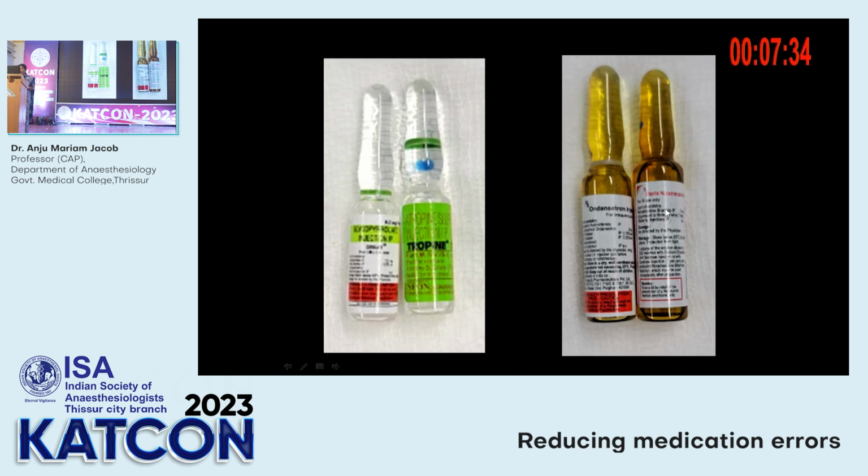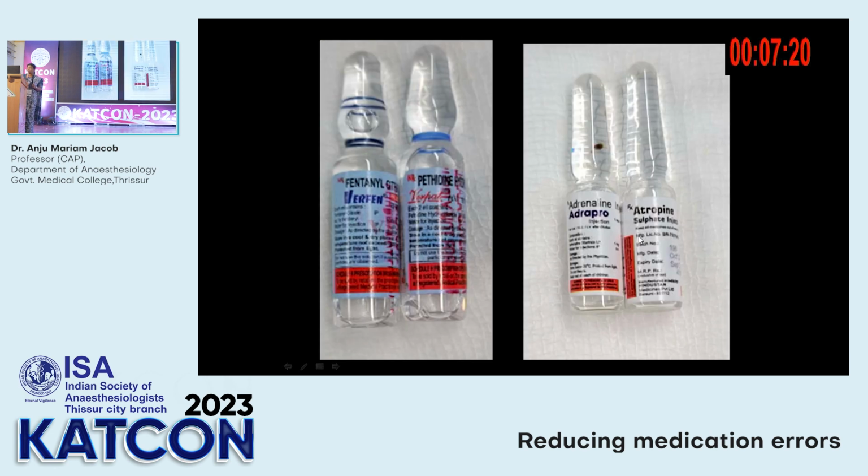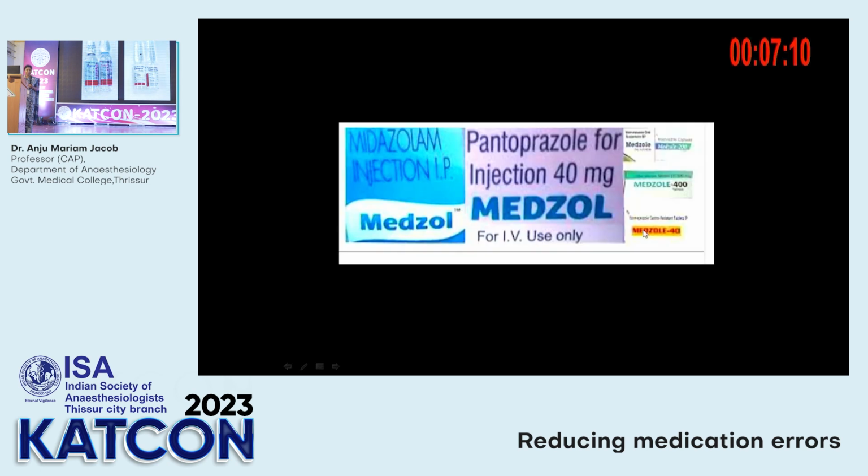We have ondansetron and NORAD, which almost look alike. So if you are in a hurry to take NORAD, you may be giving ondansetron. If you are taking ondansetron, you may be giving NORAD instead. See how bad it's going to be. Then you can see here we have pethidine and fentanyl, again from our OT. Adrenaline and atropine, almost the same ampules.